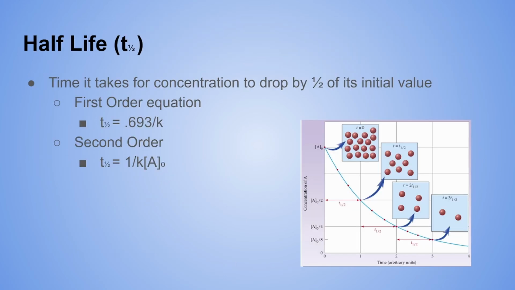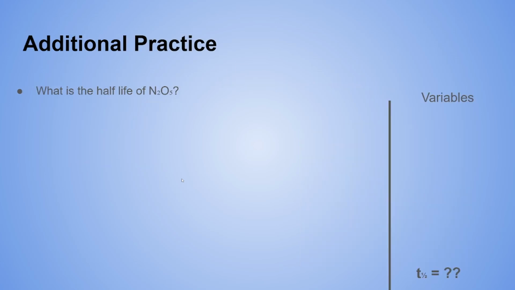So a half-life obviously is the time it takes for a concentration to drop by 1/2 of its initial value. For first order, the equation is going to be 0.693 over our rate constant. You don't need to understand why it's 0.693. It just needs to be something that's memorized. For our second order, it's going to be 1 over k, our rate constant, times the concentration at time 0. You just need to understand that those equations are what they are. But it makes the problems pretty easy.